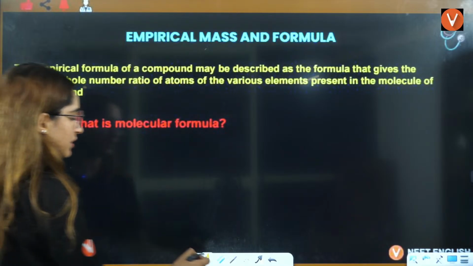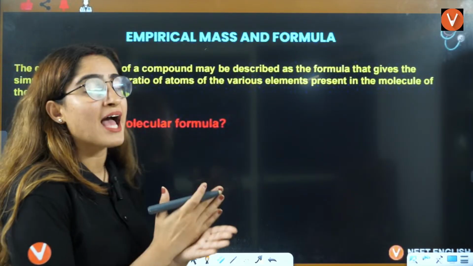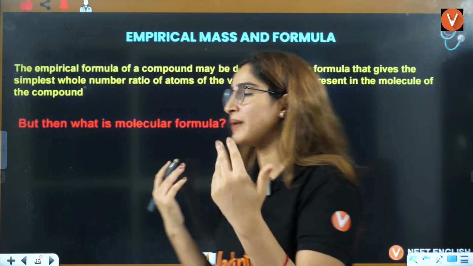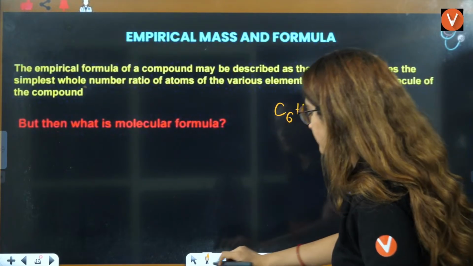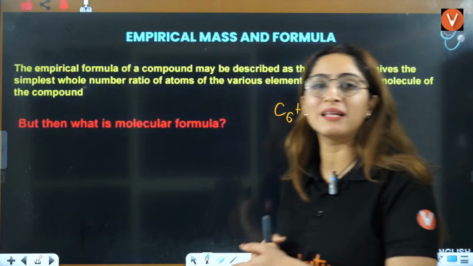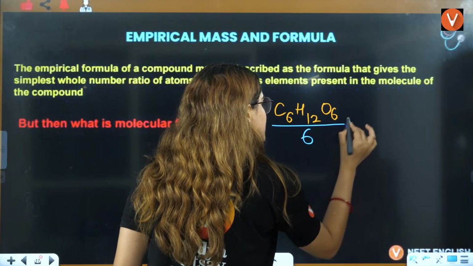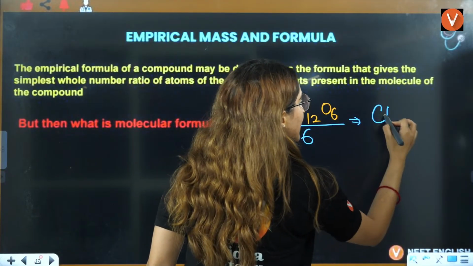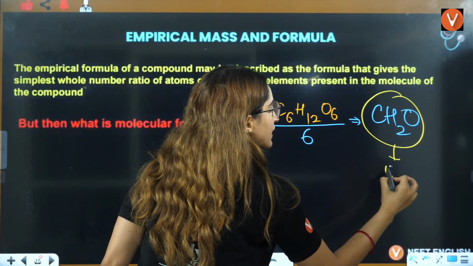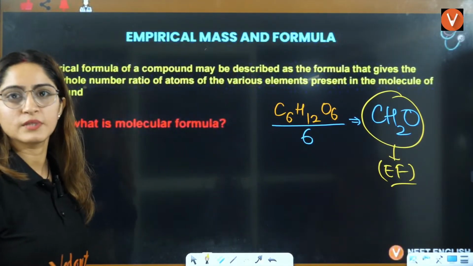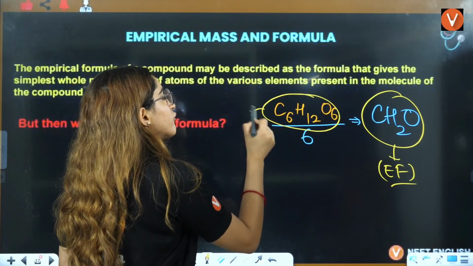Now, let's talk about empirical mass and formula. What exactly is empirical formula? For example, you have the formula of glucose, C6H12O6. When I want to make the simplest whole number ratio of this formula, I'll divide it by 6. And what will I get? CH2O. Students, this is your empirical formula. And this is called the molecular formula.